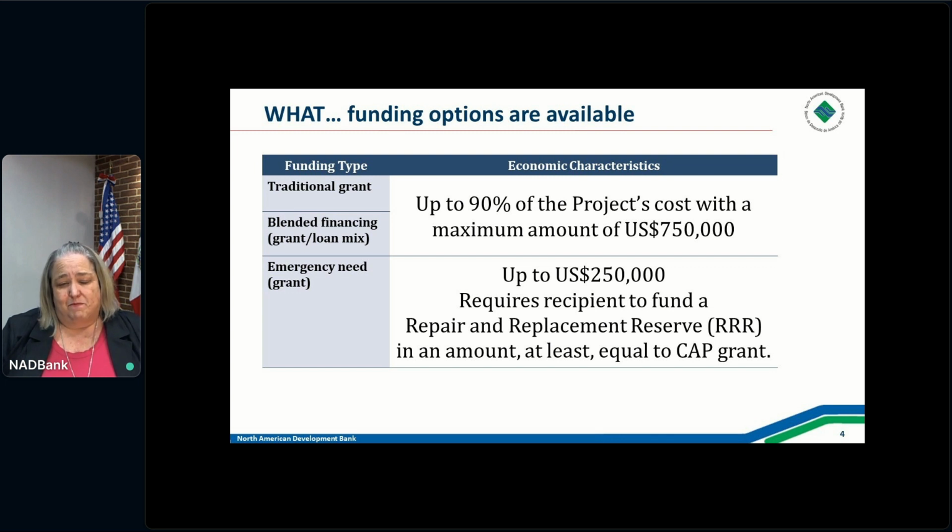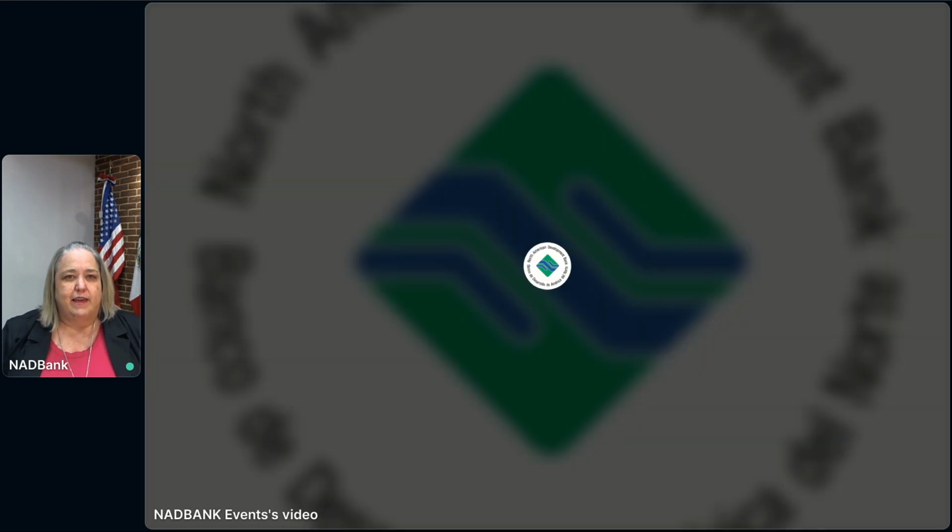And then again, one of the more innovative elements is this emergency need grant. This is something that I haven't seen any other agency providing, and it's up to $250,000. This requires a recipient to fund or refund themselves in a repair and replacement reserve, but this funding is to meet emergency needs. So if a pump goes out of the lift station and there is a risk that they will have an acute environmental impact, then this is the funding that can provide immediate support to providing that repair.